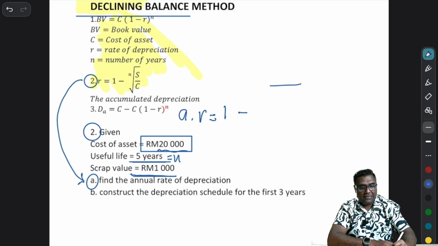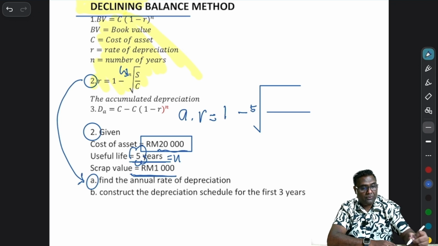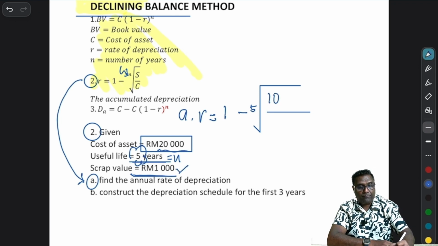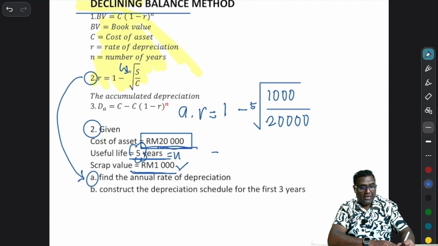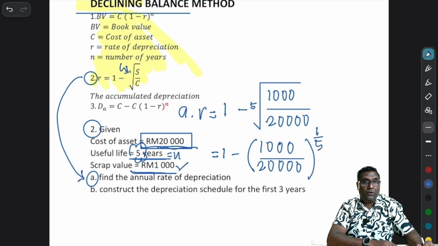R equals 1 minus the root of the useful life, which is called N. If you check here, N is the useful life, 5, over the scrap value. The scrap value for this question is 1000 and the cost is 20,000. So as per the formula, I will put 1000 over 20,000, root of 5, which I write as power of 1 over 5.